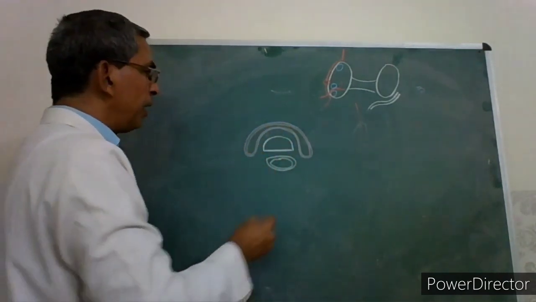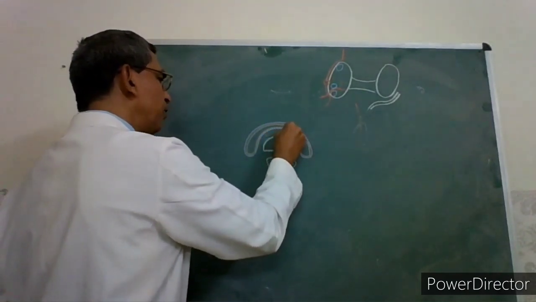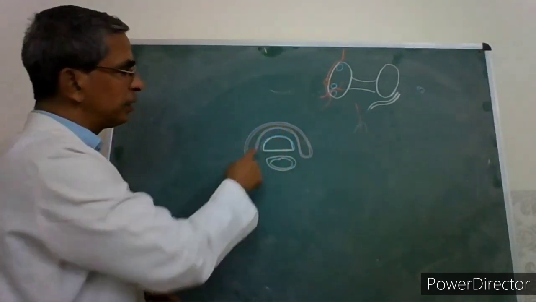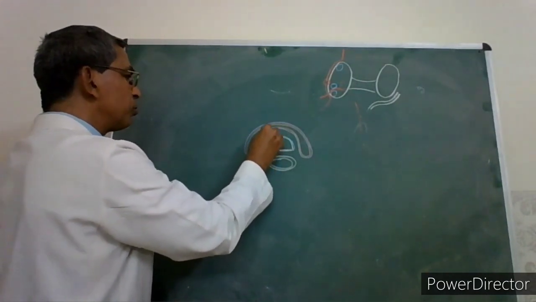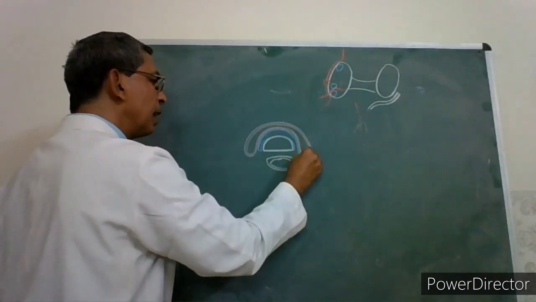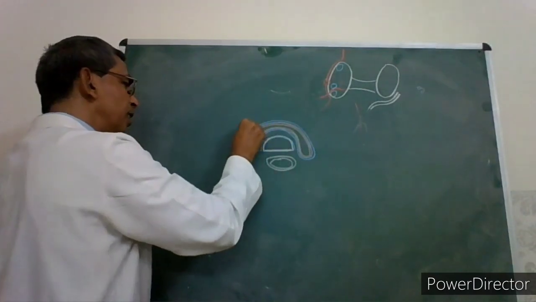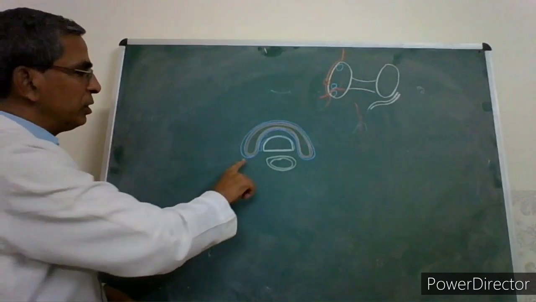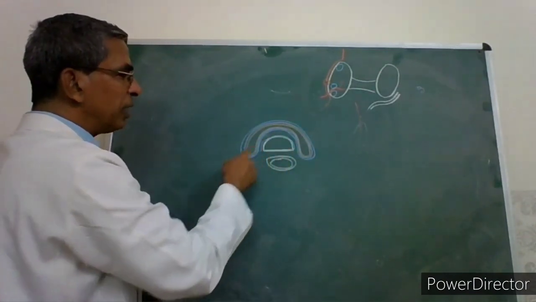This is the false capsule, which is the extension of the pretracheal fascia. This is the pretracheal fascia here, the dark blue color. This is the extension of the false capsule over the posterior surface, the anterior surface and the medial surface. So this is the false capsule here. I told you, this false capsule is an extension of the pretracheal fascia.